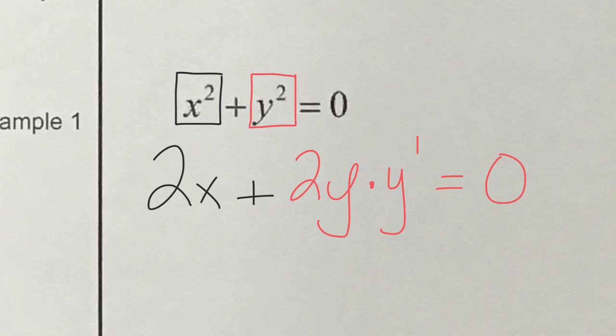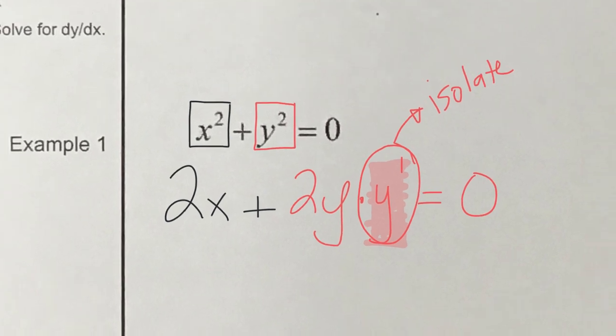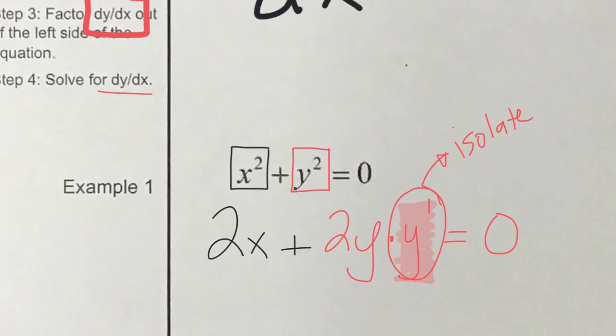Okay, so that's the first part, taking the derivative correctly. So every time we take the derivative of a y, we're going to have a y prime or a dy dx. Our next part is to solve for dy dx, isolate this variable. In other words, get y prime by itself. It says solve for dy dx. That's our last step.